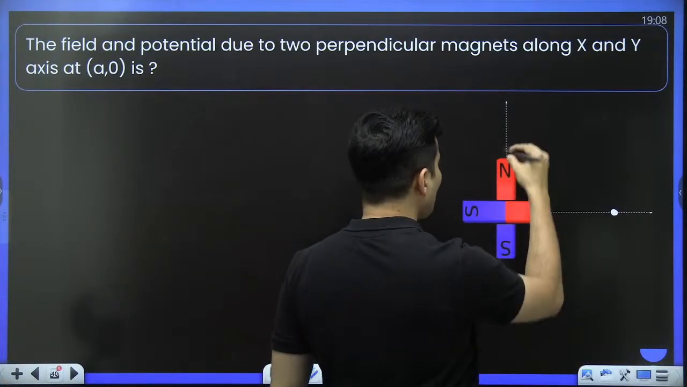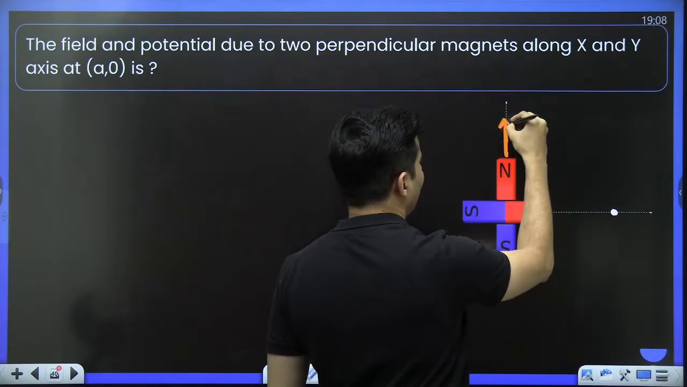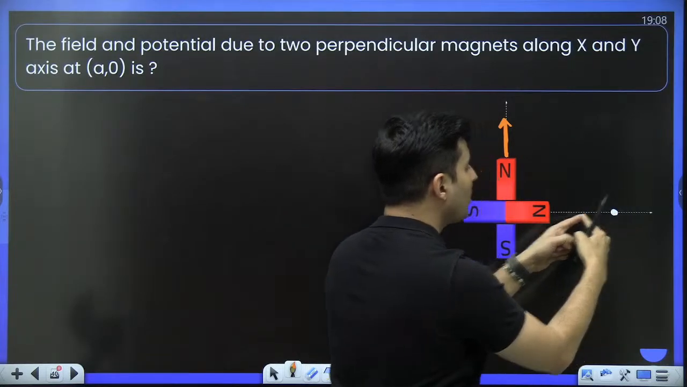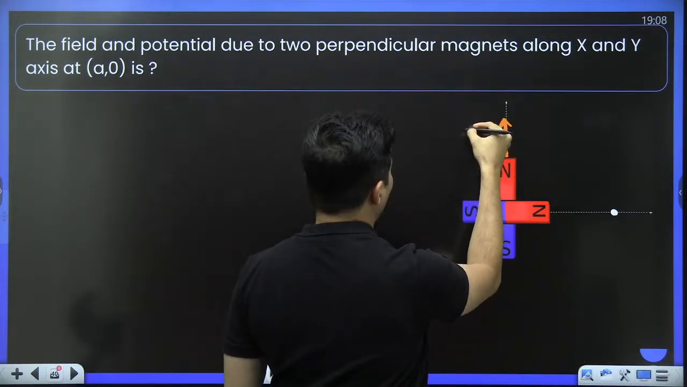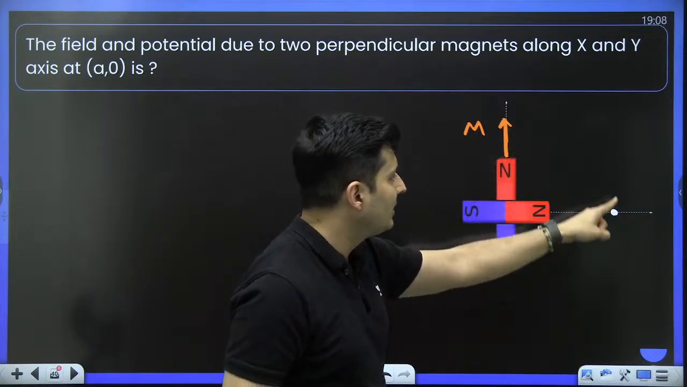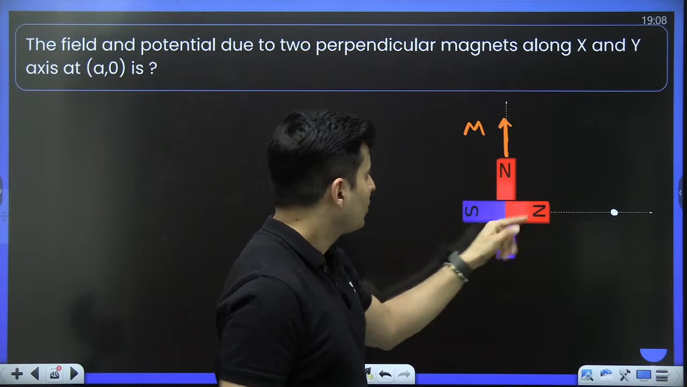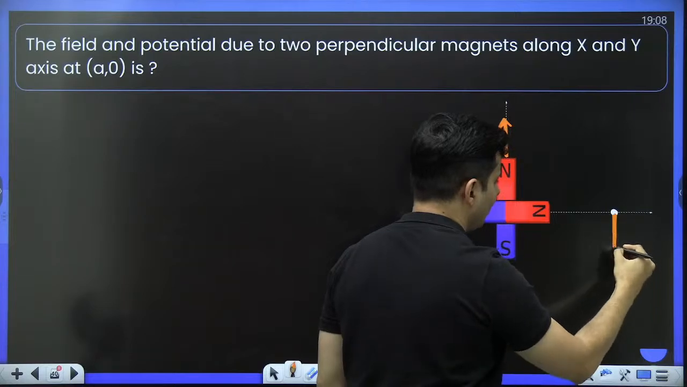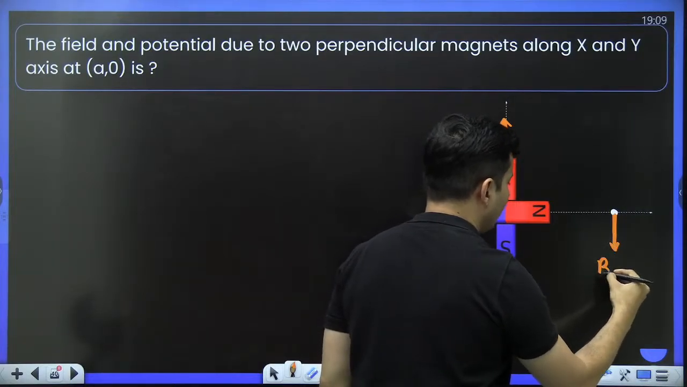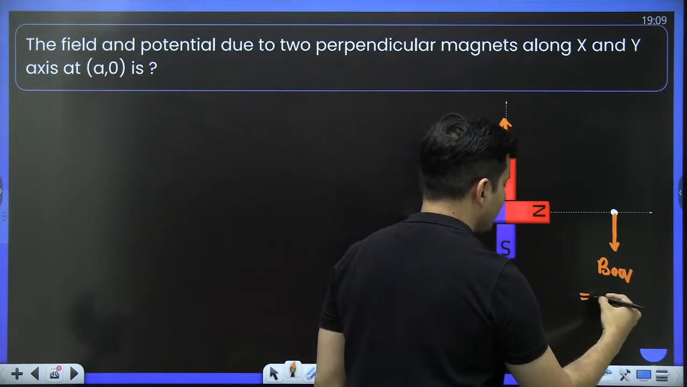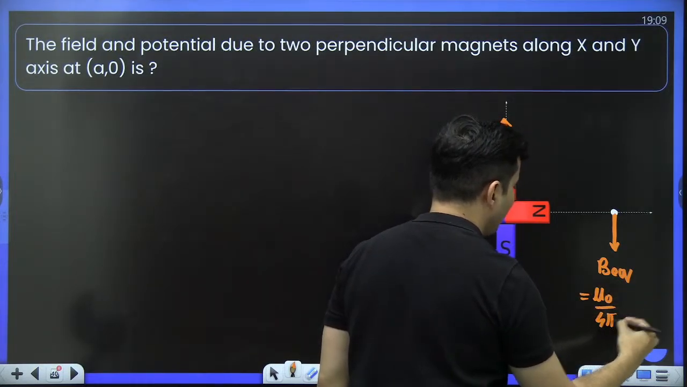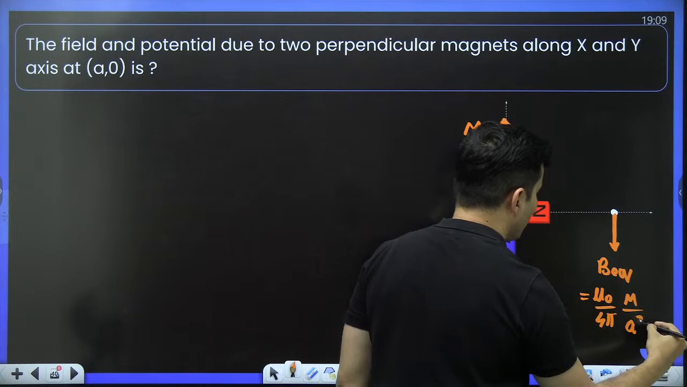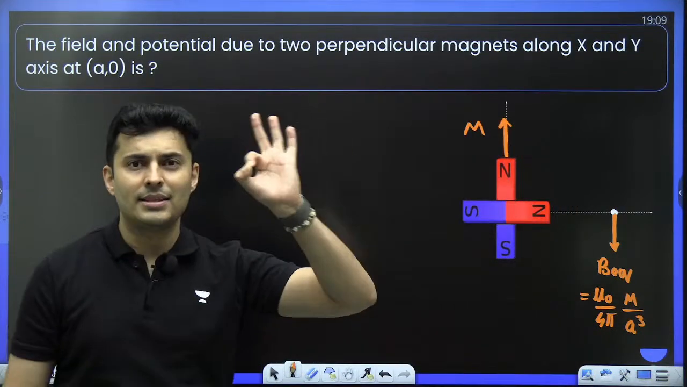Observe carefully. If I look at this magnet, can you see that this point is actually on the equator? So if this has some magnetic moment M, then for this magnet, aren't you on the equator? So the field will go like that, go like this and come here. So on the equator, the magnetic field will be like this. I will use the magnetic field on the equator formula, which is nothing but mu naught by 4 pi m by distance, which is just a, so a cube. So that is the magnetic field at that particular point.